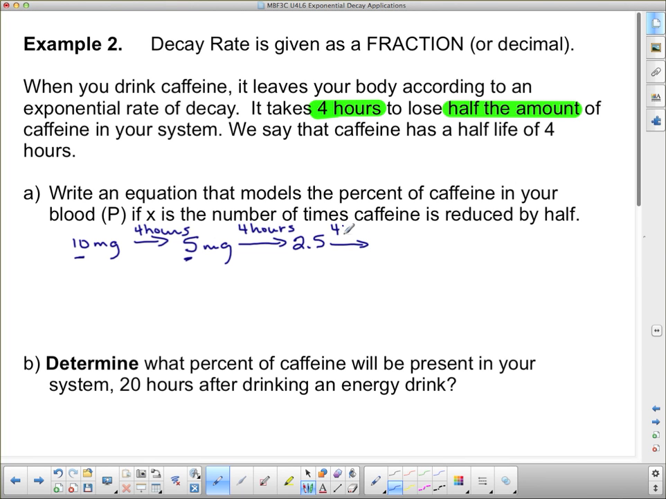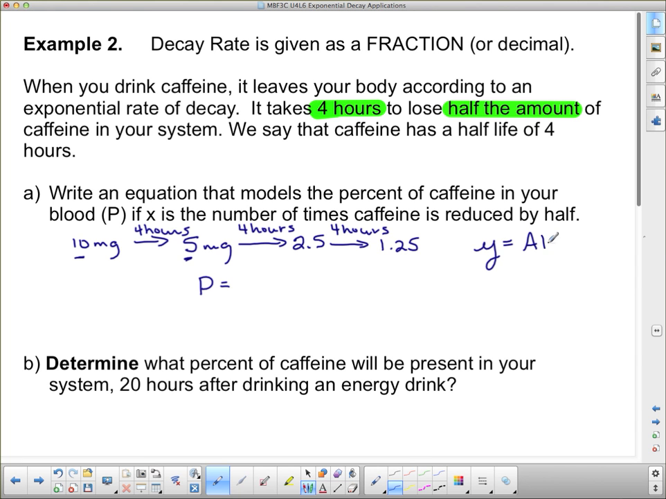After another 4 hours, we cut this in half again. So it's 1.25. Okay. So that's our exponential rate of decay. So now we're going to write an equation that models the percent of caffeine. Okay, so I'm going to use a big P for percent. And this is going to follow the same thing here. Let's write the general formula here.